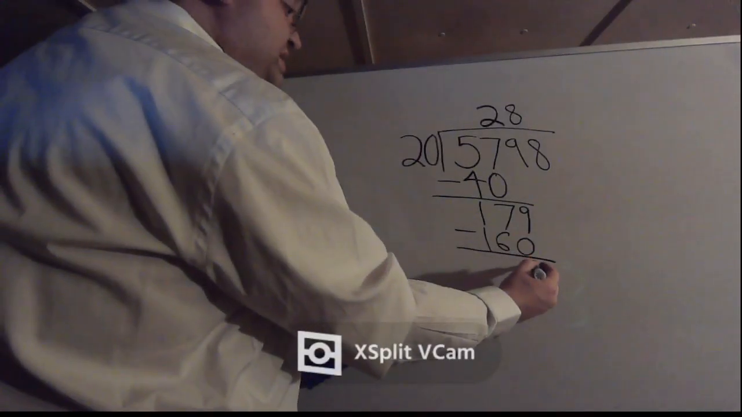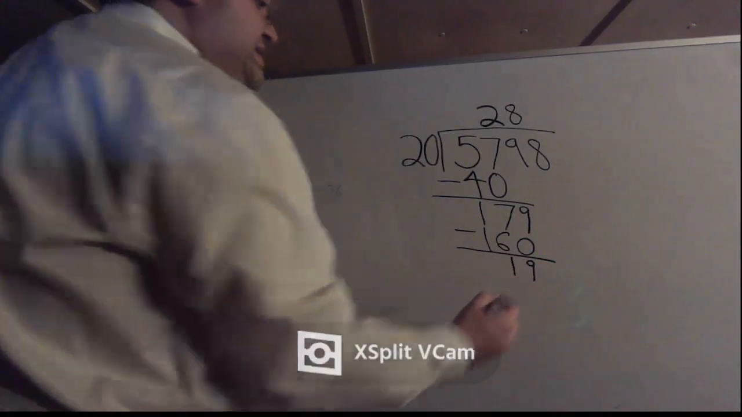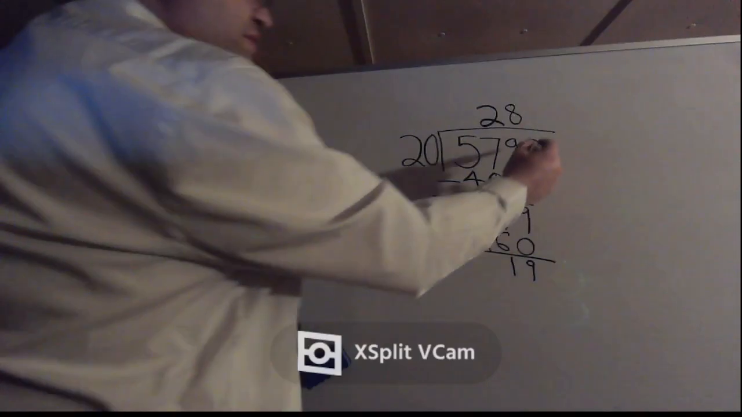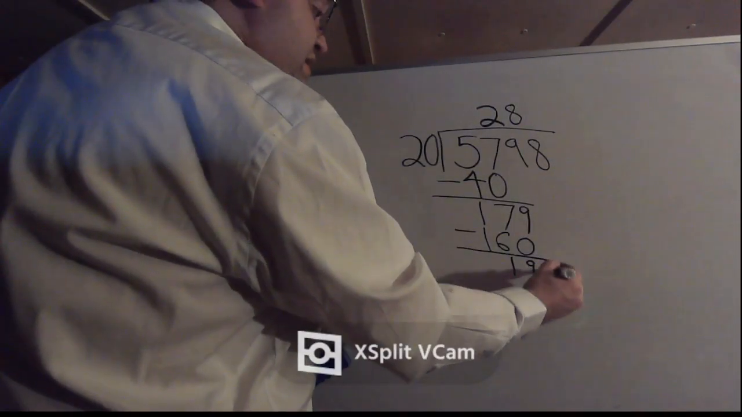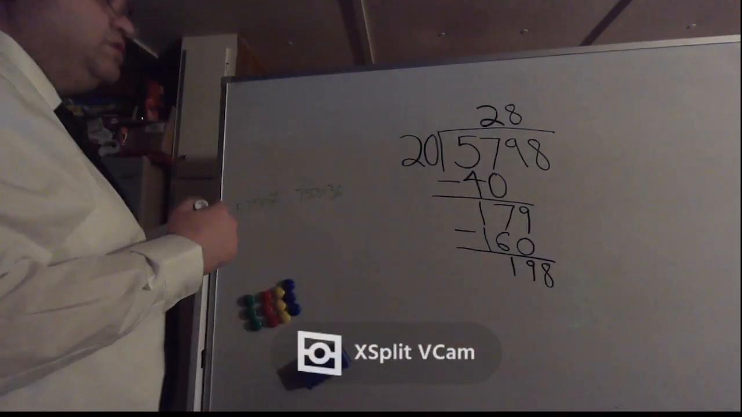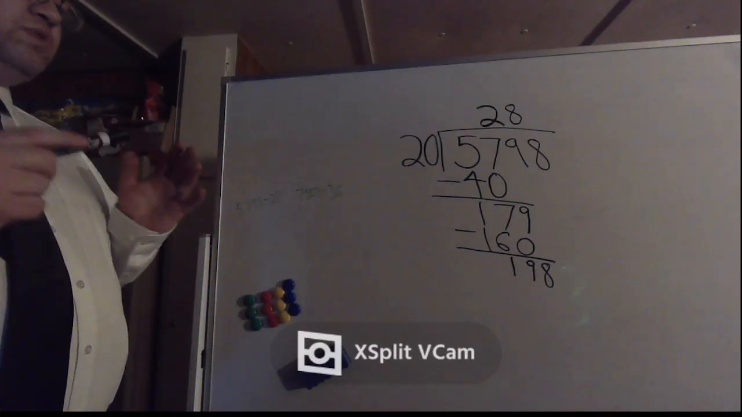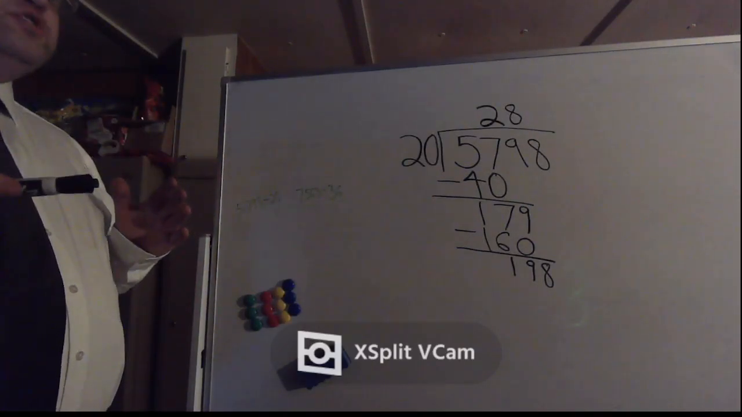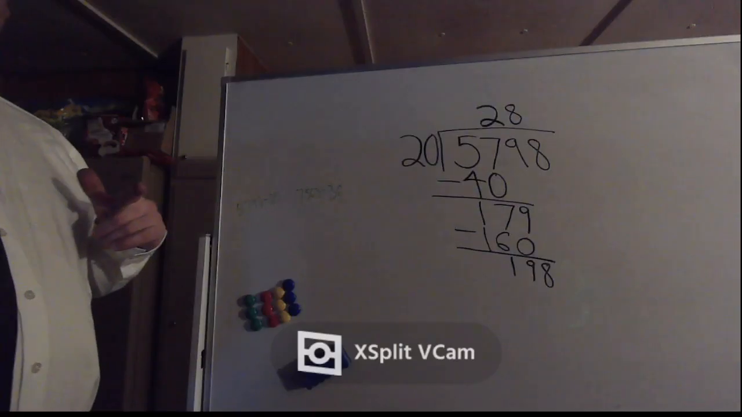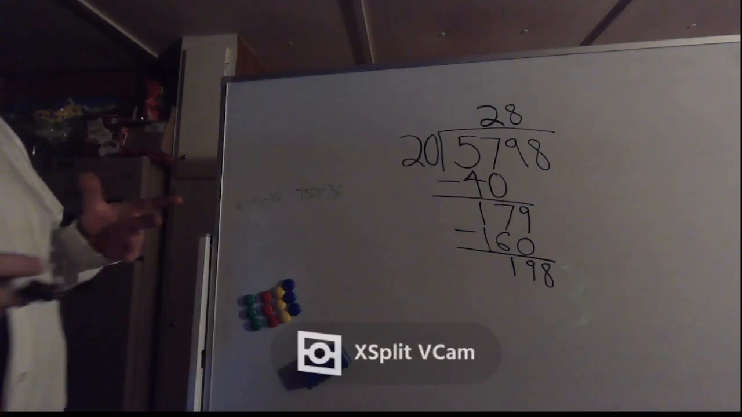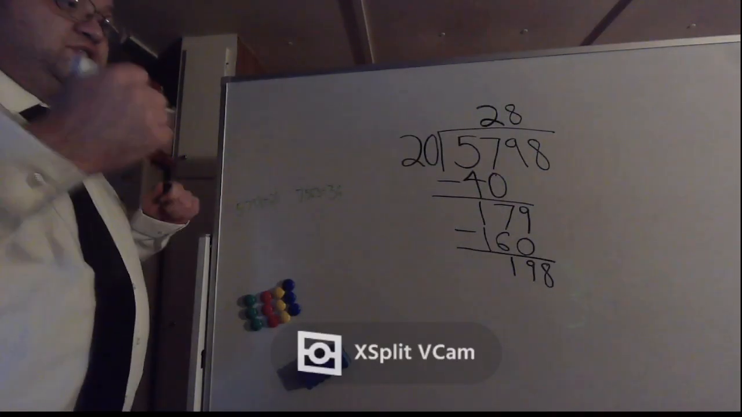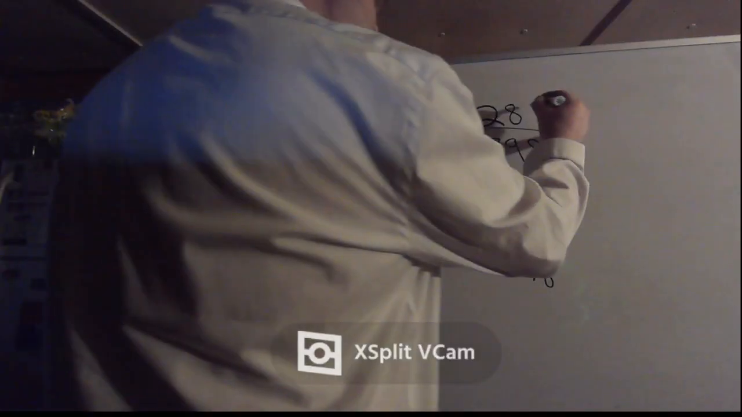179 minus 160, that's going to be 19. Bring down that 8 from the dividend. You now have to figure out how many times 20 goes into 198. So 20 times 9 is 180. 20 times 10 is 200. That'll put you over your limit, so to say. So 20 goes into 198 9 times.